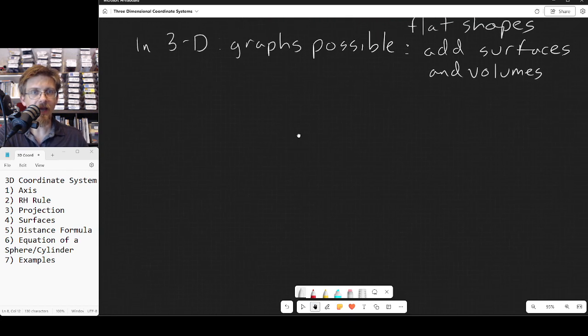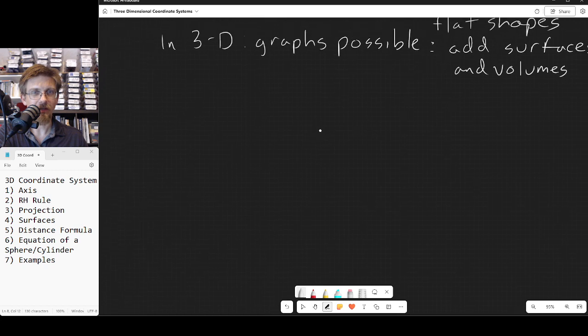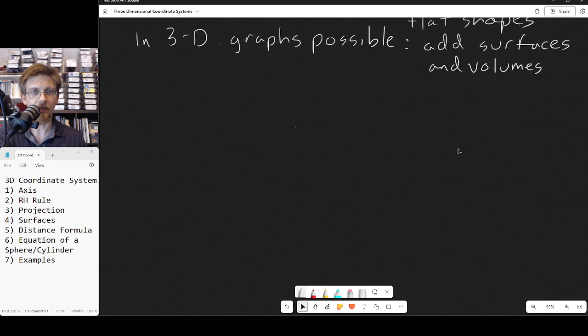Okay, so let's take a look at what this means if we're talking about three-dimensional graphs. Can we have a point? Can we have a line? Can we have a curve? Yes, all those things are possible. And then we have these really cool surfaces that we can make. So one question we can ask is, what is x squared plus y squared equals 4 in R3?